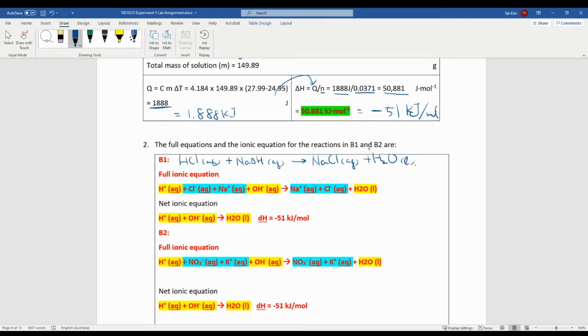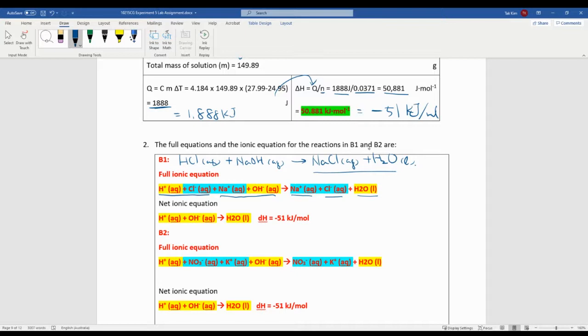And then when it comes to the full ionic equation, you'll need to write everything down in ionic form. So from HCl, you should be able to write H plus plus Cl minus. And then sodium hydroxide aqueous solution should be Na plus plus OH minus, right? And then once the reaction is complete, you should have salt water, right? Because the salt is still in aqueous solution, it should be Na plus plus Cl minus plus water.